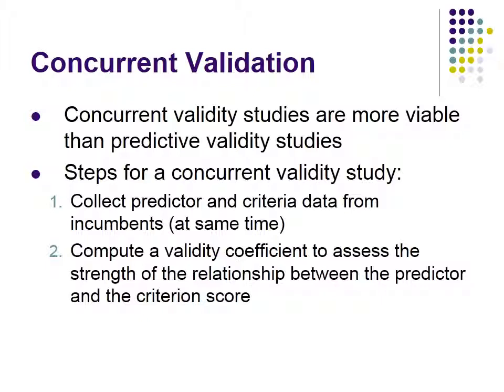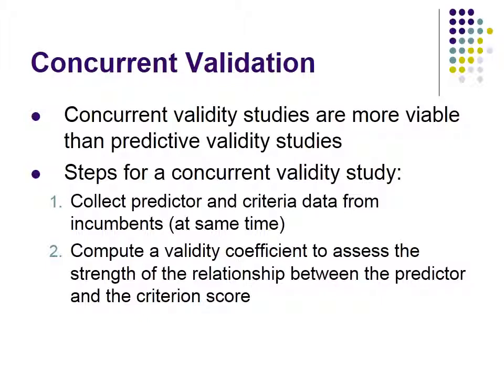Concurrent validation is cheaper, easier, and quicker. Concurrent validity studies are more viable than predictive validity studies, and that viability simply means they're easier to do and cheaper. The steps for a concurrent validity study: you take people that already have the job, and you have them take the predictors. So you collect the predictor data at the same time you're collecting performance data, or that you already have performance data for. You're basically using incumbents.